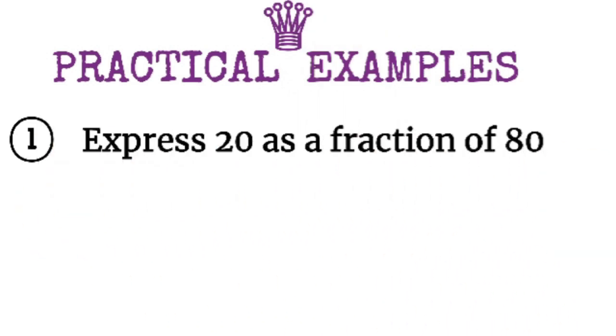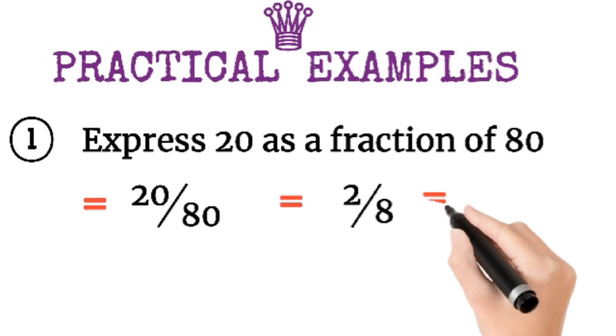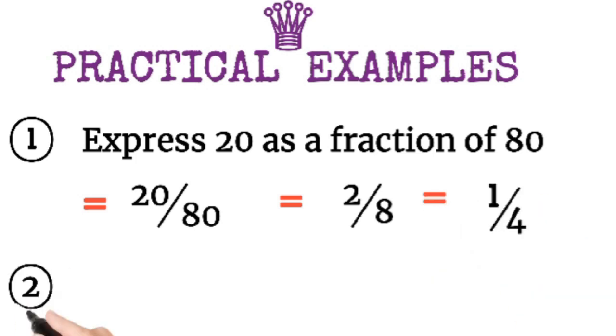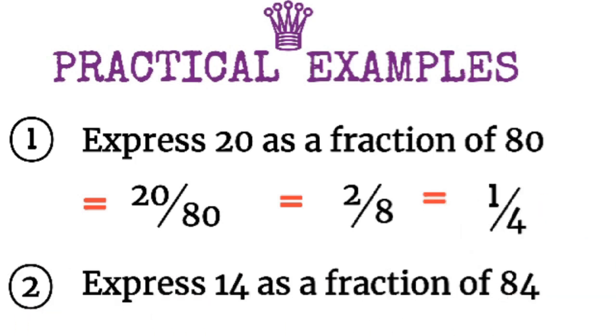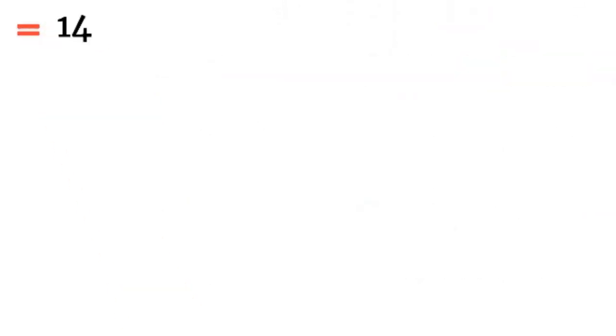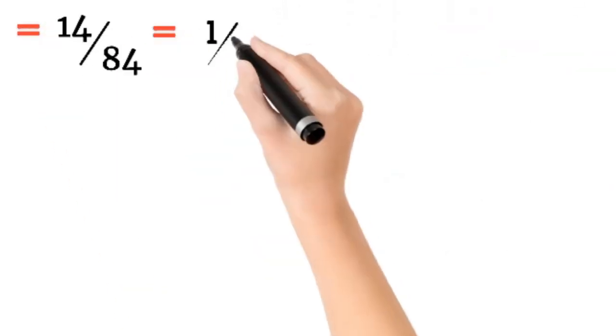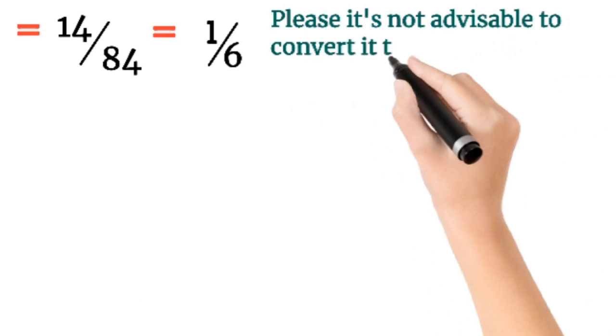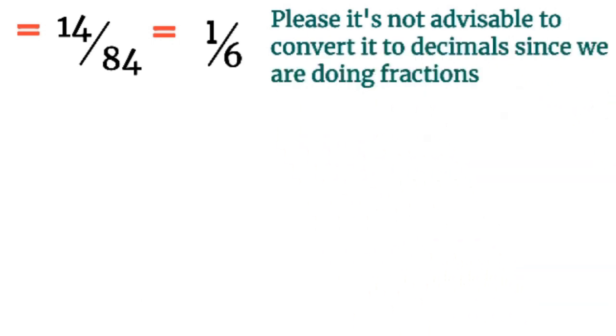This is a practical example. Now let's replace the terms or the variables with numbers or values. So 20 being expressed as a fraction of 80 is 2 over 8, or 1 over 4 when it undergoes further cancellation. Expressing 14 as a fraction of 84 is 14 divided by 84, which is 1 over 6.